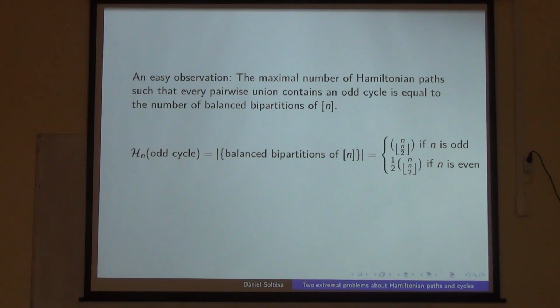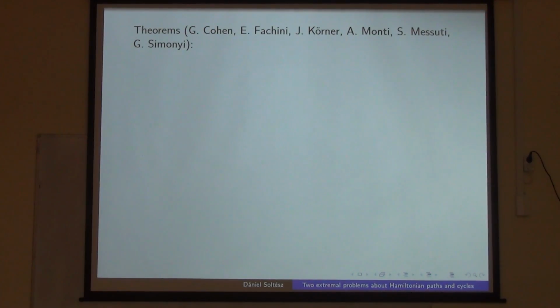And the second problem in the title is supposed to be another result of this type. So these results are from various subsets of Cohen, Facchini, Körner, Monti, Mesciutti, and Simonyi. And, well, first of all, let me just restate what was on the previous slide. Right? So for odd cycles, this function is roughly 2 to the n. And for triangles, it was roughly between 2 to the n and some other thing.